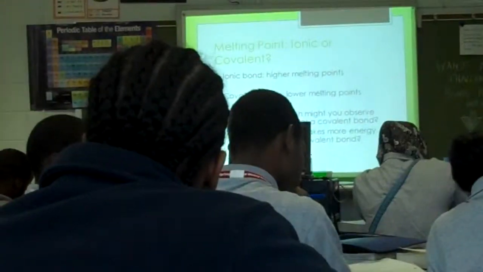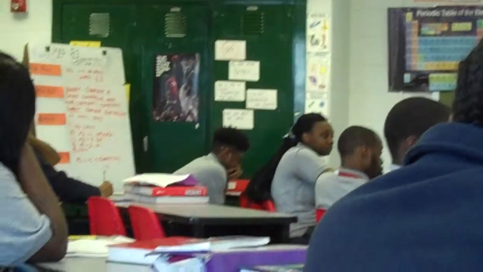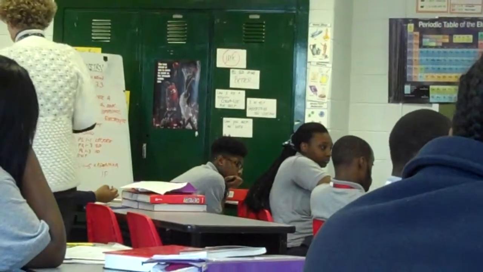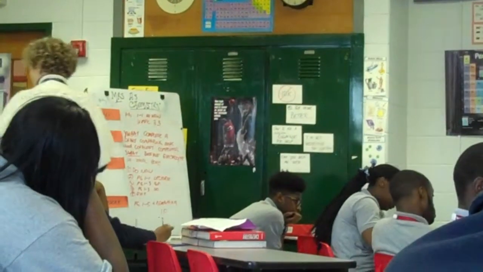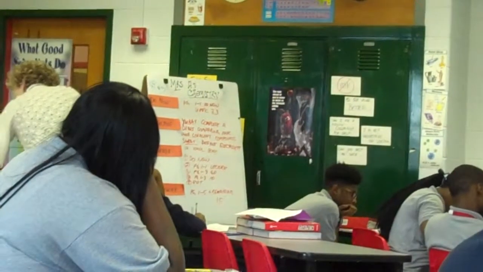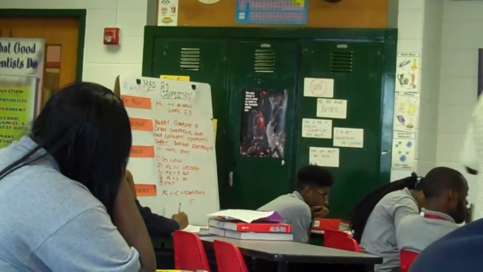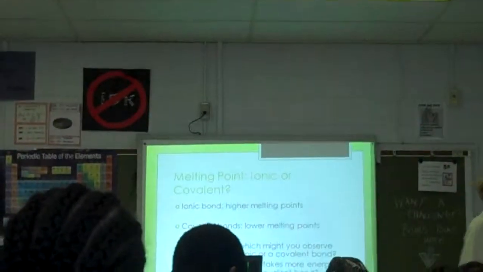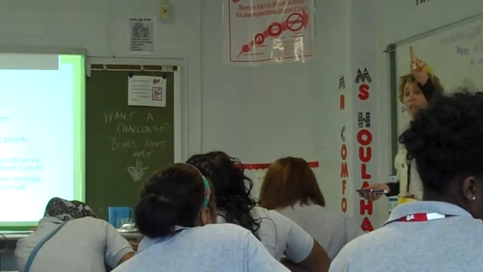So y'all should be writing that down on your stop and think. You guys are doing great. Maintaining silence. Can you sit up for me, please? So ionic will be the one that has the strongest bond, right? And covalent will be the one that melts first. Ionic will be the strongest bond, and covalent will melt first. Okay? So that's the first property we're going to discover today in our lab. I'm going to do a mini lab for you.